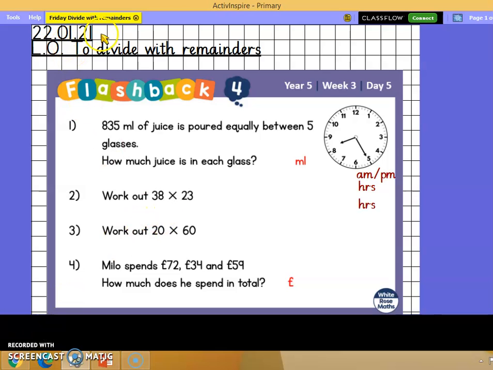Can you please, as usual, record your date and learning objective. Today we're focusing on dividing with remainders. Write Flashback 4 and complete your 4 questions here and the times. Pause the video and when you're ready, resume.